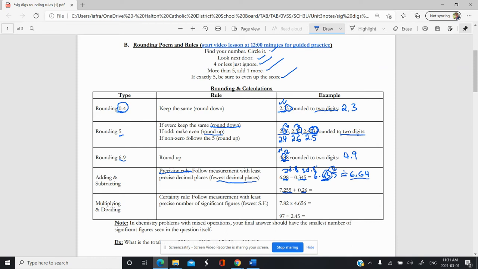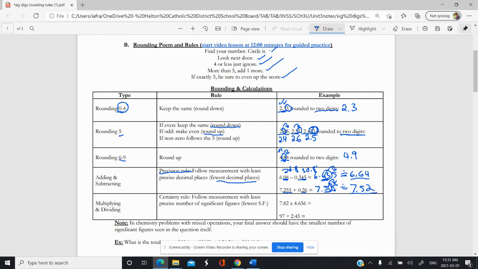So in our calculator, 7.255 plus 0.26 is 7.515. We want to keep 2 decimal places. So about over here. So we're going to look next door here, and it's going to round up to an even number, so 7.52. And that's 2 decimal places.